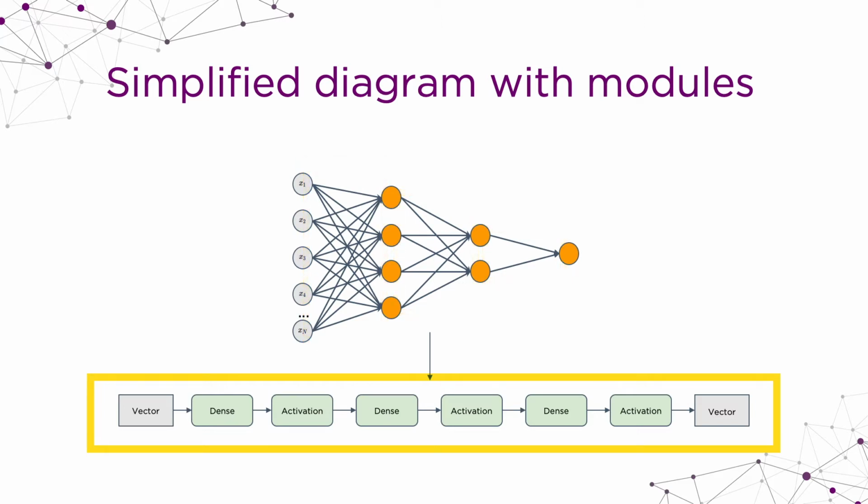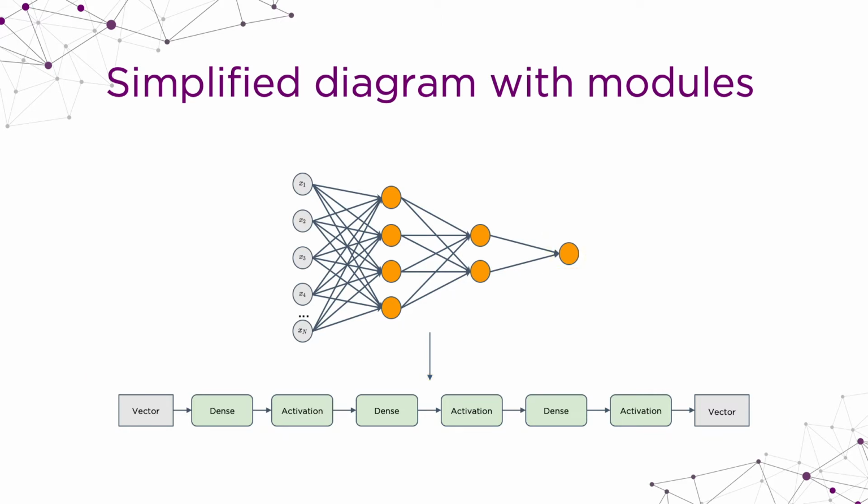Then we use an activation. So this module concerns the operation on the hidden neurons. Then we have another dense, which is associated to these connections, activation, dense, activation, and we obtain a vector as an output. So we are representing the same thing, but in a much simplified way.